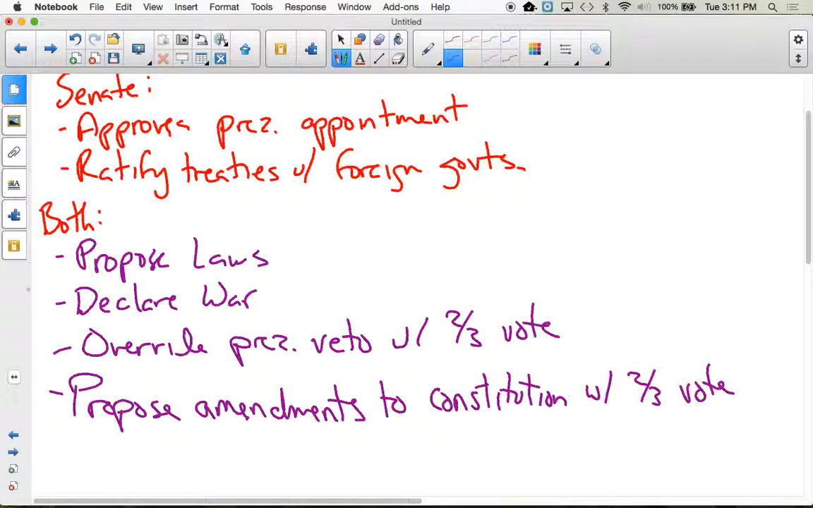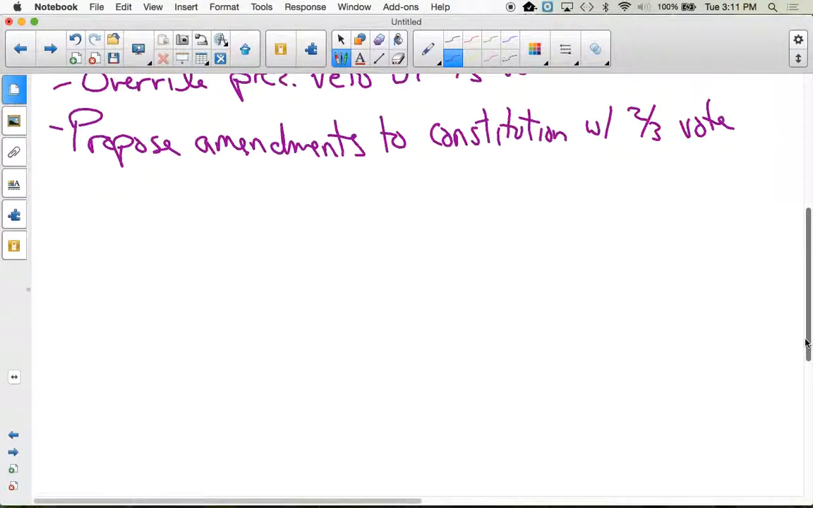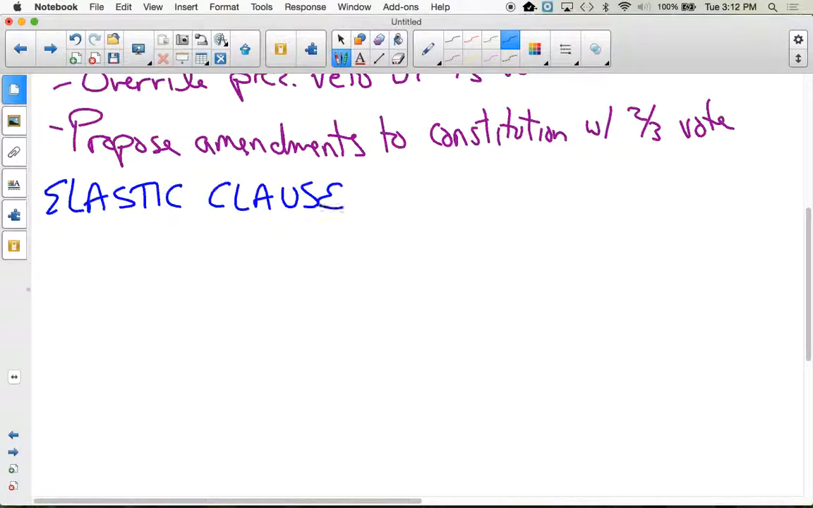But what I do want to talk about is on page 11, the Elastic Clause. Okay? And what the Elastic Clause does, first of all, there are the enumerated powers, and those are the powers that are listed in the Constitution. If you're looking on page 8 and 9, these are the laws that Brittany was just talking about: coin money, declare war, raise armies, maintain a navy, all of these things.